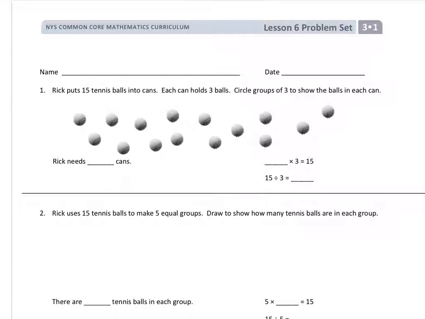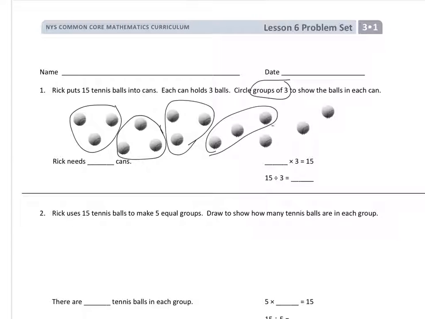All right, so number 1 says Rick puts 15 tennis balls into cans. Each can holds 3 balls. Circle groups of 3 to show the balls in each can. Okay, so that's really important. We need to circle groups of 3. Not 3 groups, groups of 3, which means I have 3 in each group. So I'm going to start circling groups of 3. And your groups don't have to look exactly like mine. You just have to have 3 in each group.